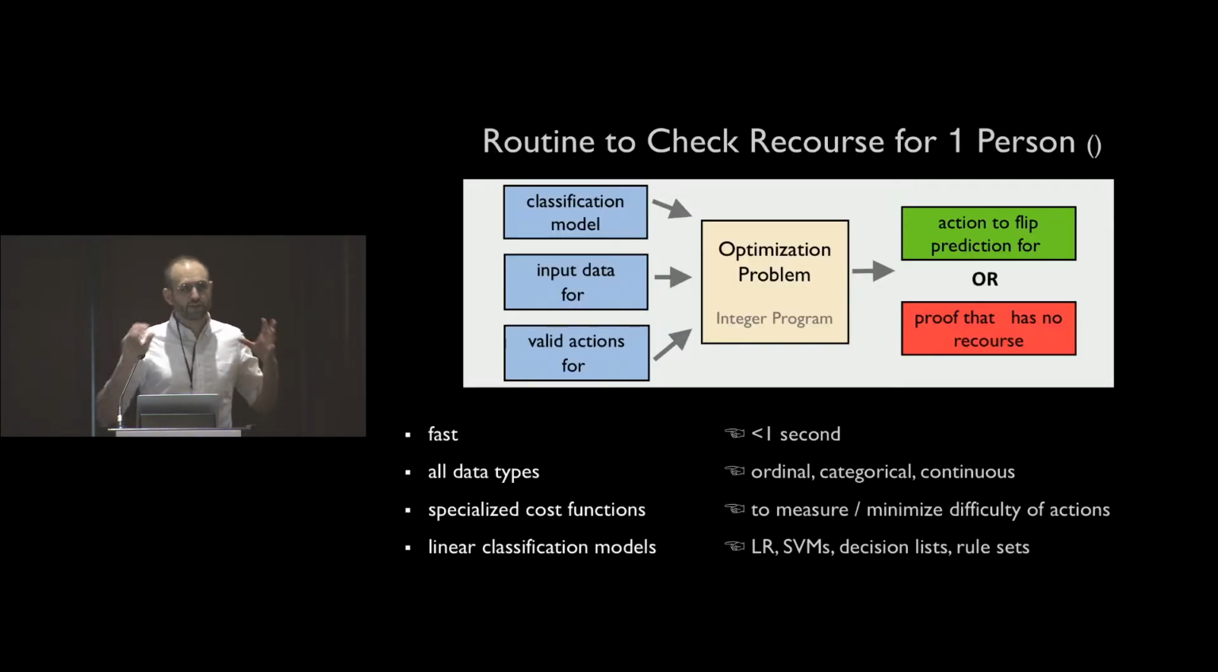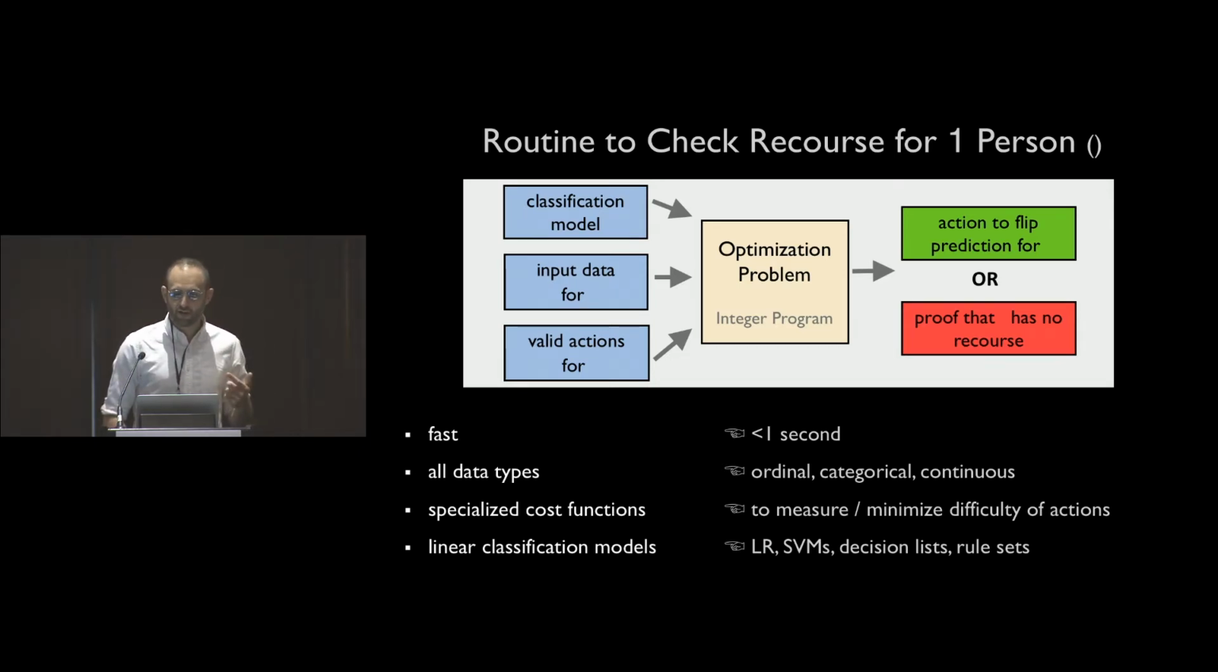So both of our tools use a very simple optimization-based routine. What this does is that it checks recourse for a single person. It will take in the classification model, the input data for a certain person, there's supposed to be a little person emoji there, and a set of valid actions for that person. It will then solve an optimization problem, and it will spit out either an action that flips the prediction for that person, or definitive proof that the person does not have recourse.